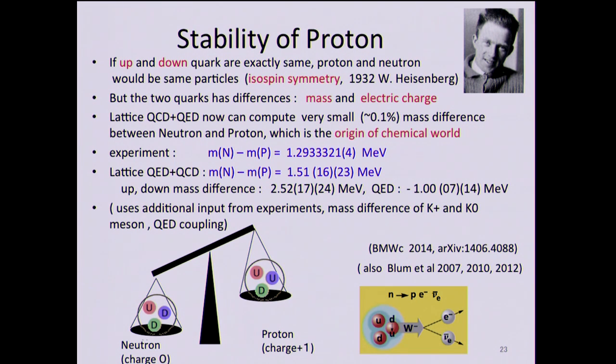And this is the latest result from BMW, the German-based collaboration, and they have very nice agreement. And they can even divide this mass difference into the part from the quark mass difference and the QED effect. So actually the QED effect has a negative effect. So it's actually making the proton heavier.